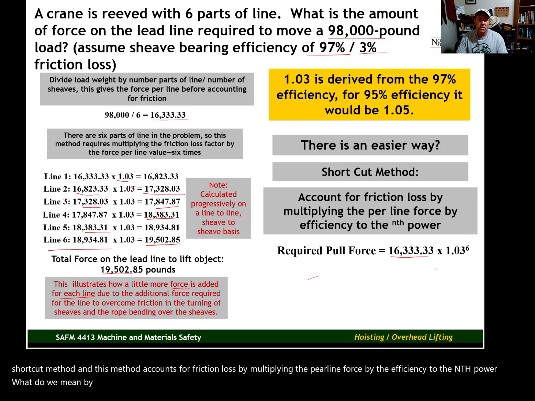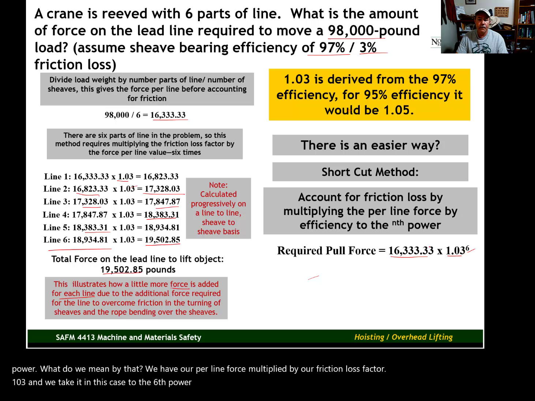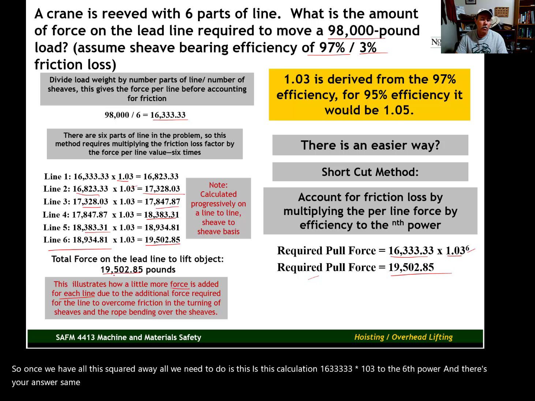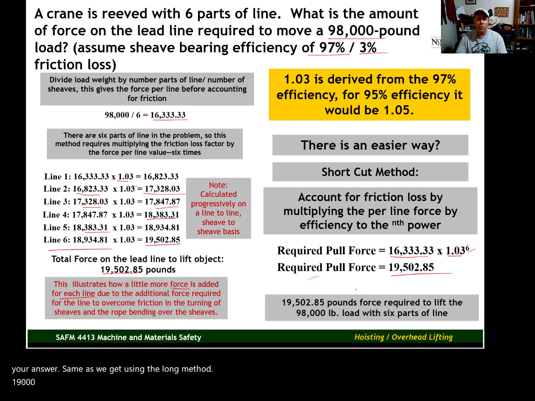We have our per line force multiplied by our friction loss factor, 1.03, and we take it, in this case, to the 6th power because there's 6 parts line. If there are 8 parts line, it would be 8. So once we have all this squared away, all we need to do is this calculation, 16,333.33 times 1.03 to the 6th power, and there's our answer. Same as we get using the long method. 19,502.85 pounds are required to move that 98,000 pound load.